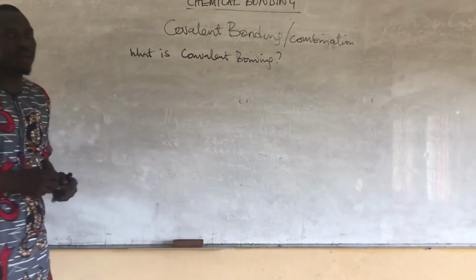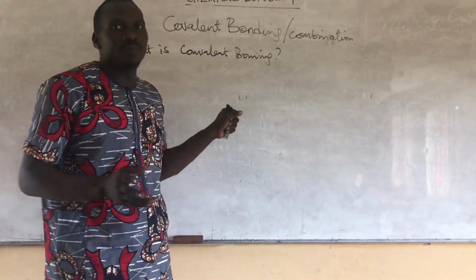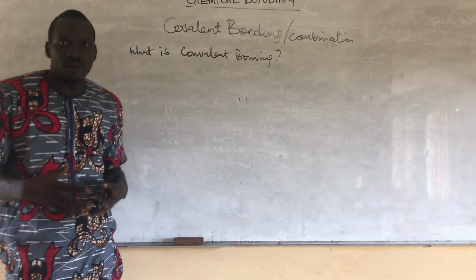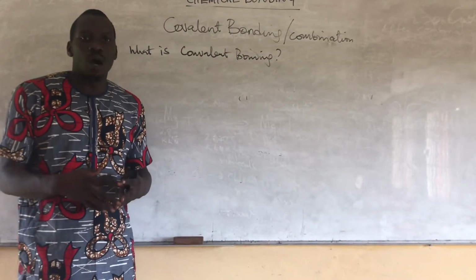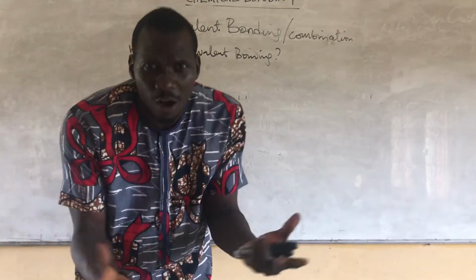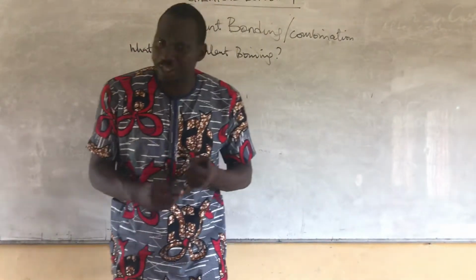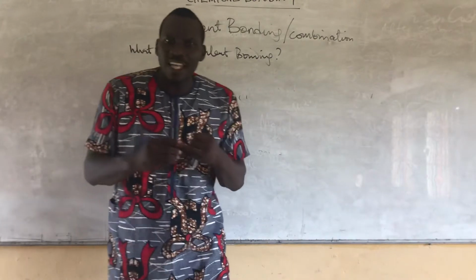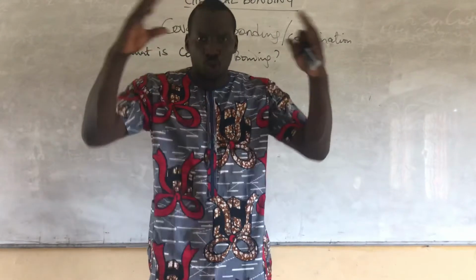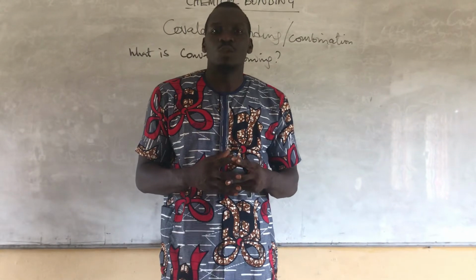We answer by telling them that covalent bonding is the bonding between two non-metals. It involves the sharing of electron between these two non-metals. In covalent bonding, there is no transfer of electron, no loss or gain of electron. What happens here is that the two non-metals come together to share what they have.